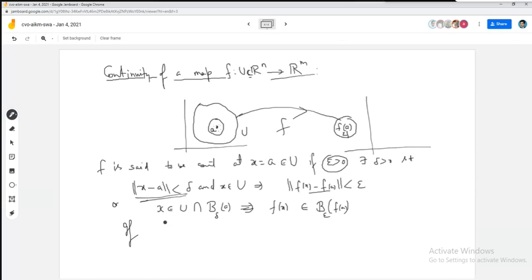So if f is continuous at each point A in U, this f is continuous on U. हम कहेंगे कि f जो है वो इस U पे continuous है.